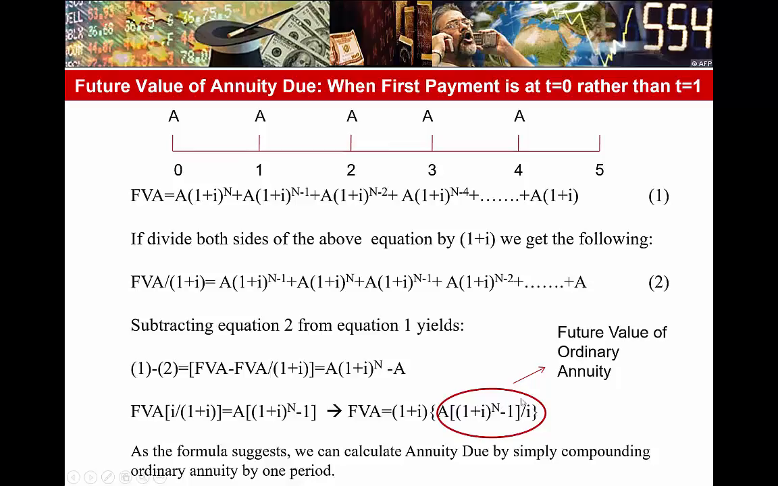If you notice, this part in the circle is exactly the future value of an ordinary annuity, and the only additional term is 1 plus I, which suggests that there is an additional period of compounding when the annuity is due. So this shows that the future value of an annuity due is simply the future value of an ordinary annuity times 1 plus I. That's why we said that the future value of an annuity due is always larger than the future value of an ordinary annuity.